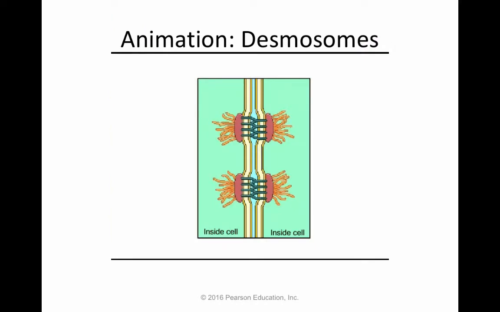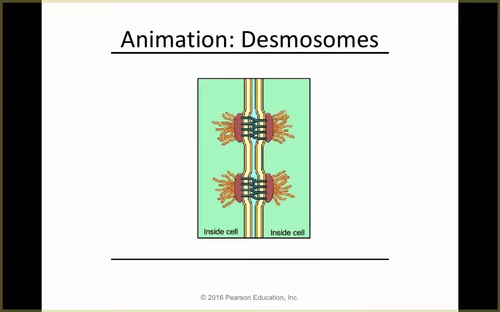Now within the membrane, there are also different types of things that help to attach. Desmosomes are these guys. You can see they are located right here. And they're going to help attach one cell to the next, right?